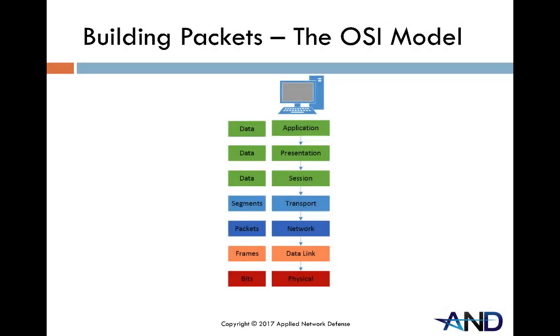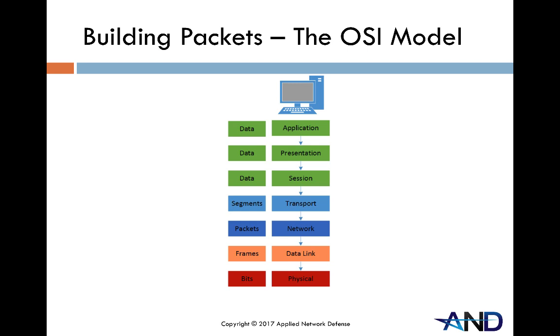Now, protocols are separated according to their functions based upon an industry standard reference model called the Open Systems Interconnect, or OSI model. This model was originally published in 1983 by ISO, the International Organization for Standardization, as a document called ISO 7498.